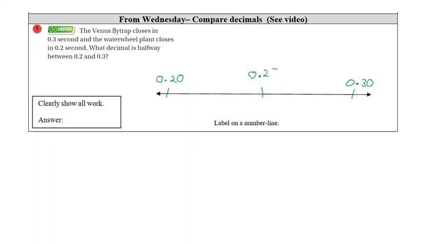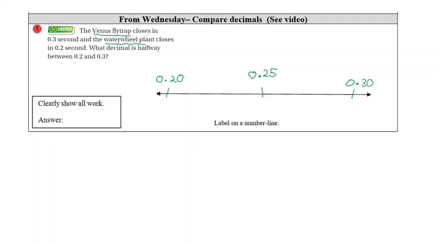Now, they're not really talking about money in this problem, are they? They're talking about time right here. They're talking about this Venus flytrap that likes to eat flies and this water wheel plant, which I have no idea what that is. But anyway, they open and close.